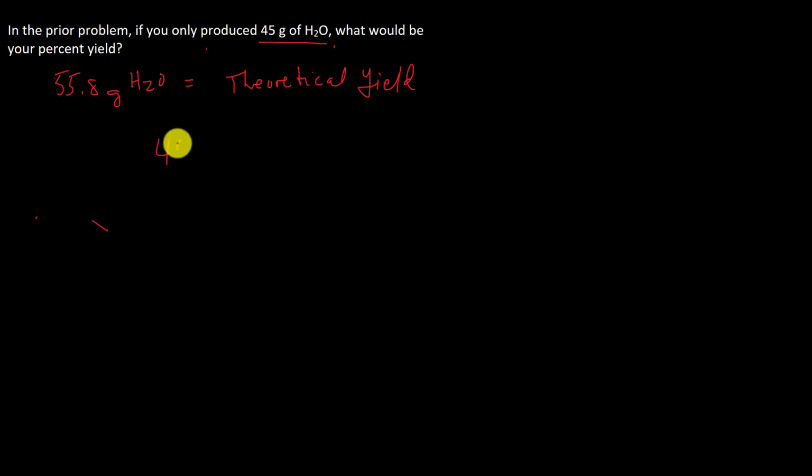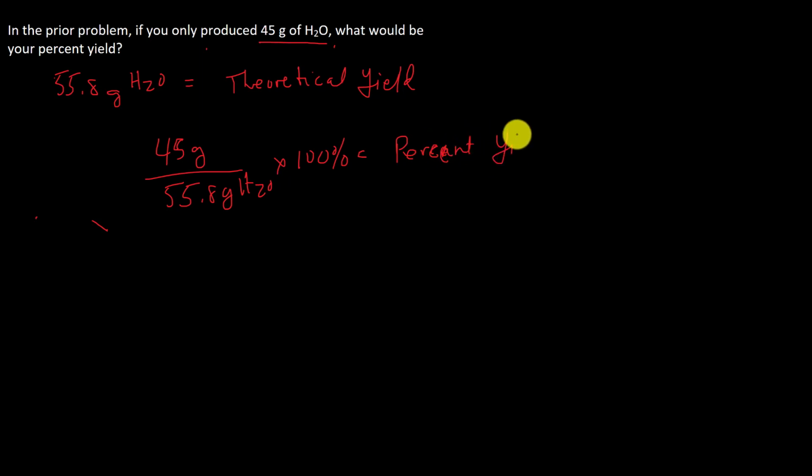Simple problem, 45 grams. So it's the actual yield divided by the theoretical yield times 100% equals our percent yield. I'll do a quick calculation there. That's going to come out to be 80.6%. So that's our percent yield.